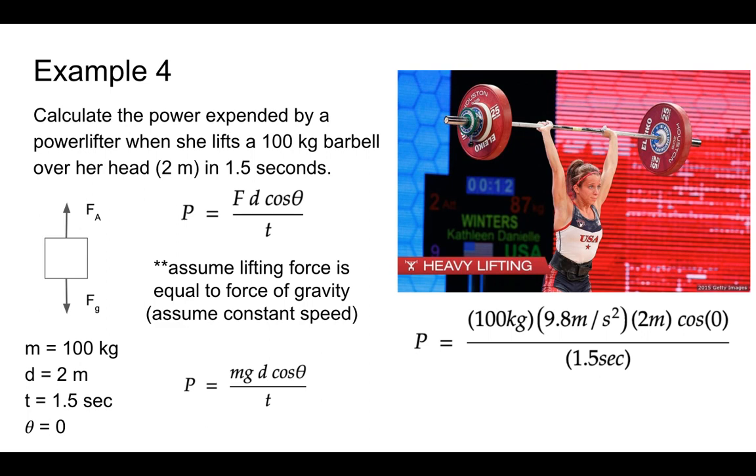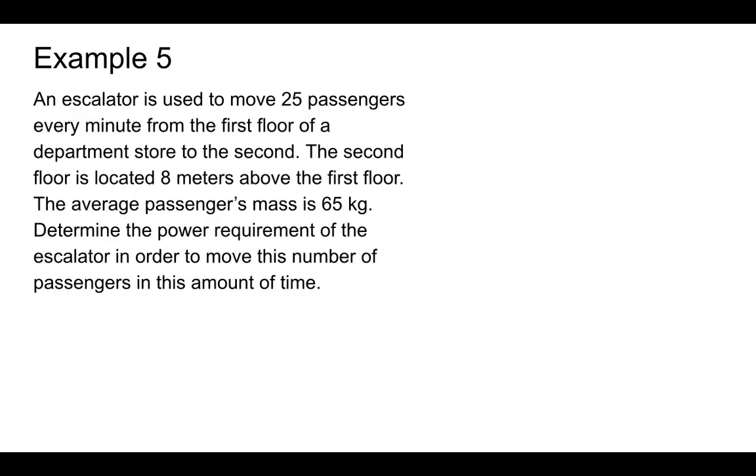So we end up getting power is the mass, which is 100 kilograms, times acceleration of gravity, 9.8 meters per second squared, times displacement, 2 meters, times the cosine of 0, divided by the time, which was 1.5 seconds, and we get a power of 1,306.7 watts. Okay, all right, last but not least, example number 5.